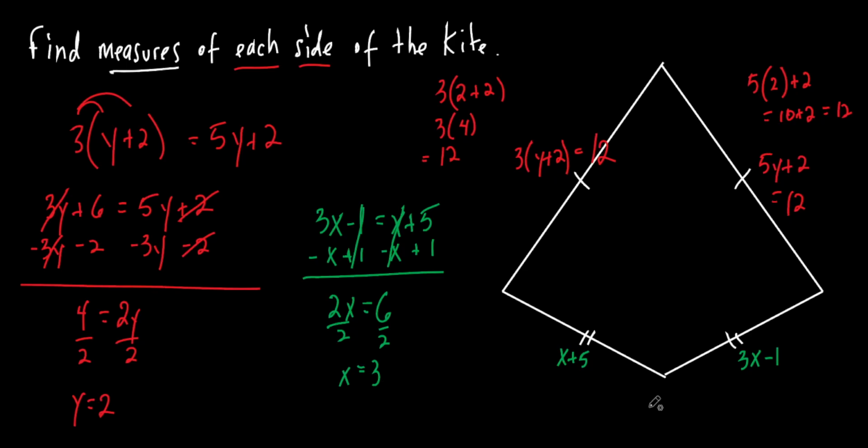Which one do you think is the easiest one to plug it back into? The x plus 5, definitely. So what is that? That's 3 plus 5, which is what? 8. So that length is 8. Without doing any math at all, what's this one going to be? That's also going to be 8. And there you go. Those are my answers. I got 12, 12, 8, and 8. And that's how you do it.